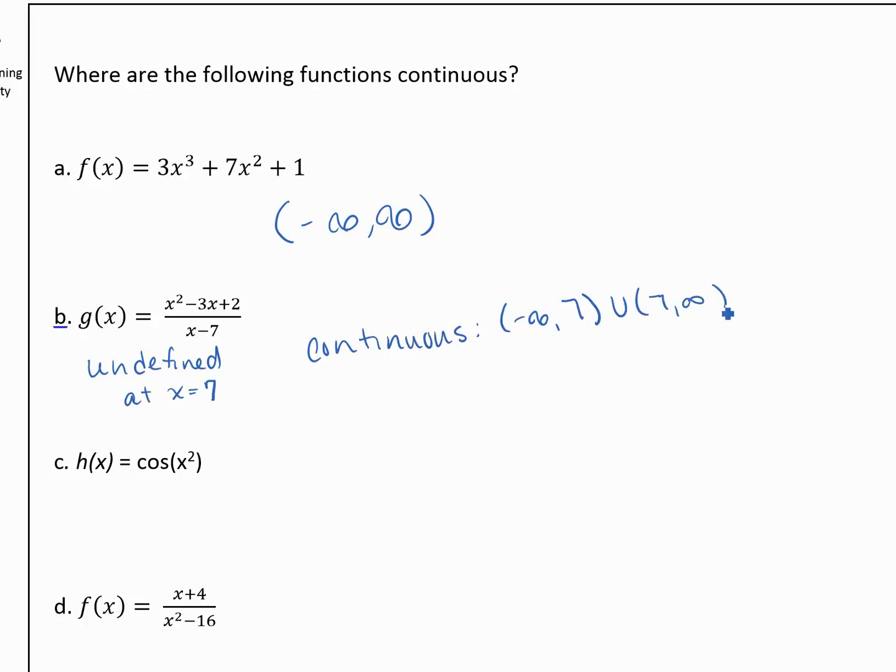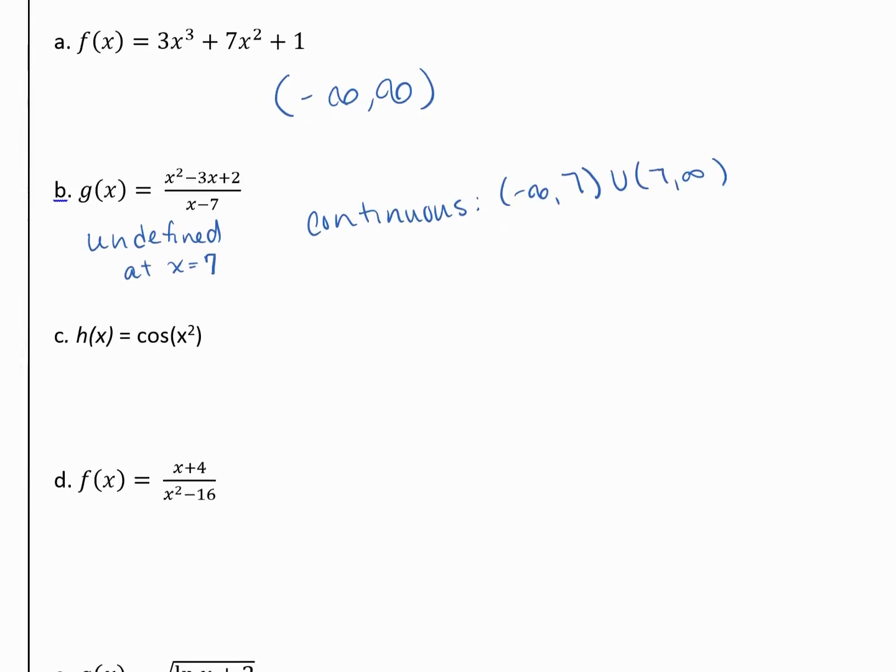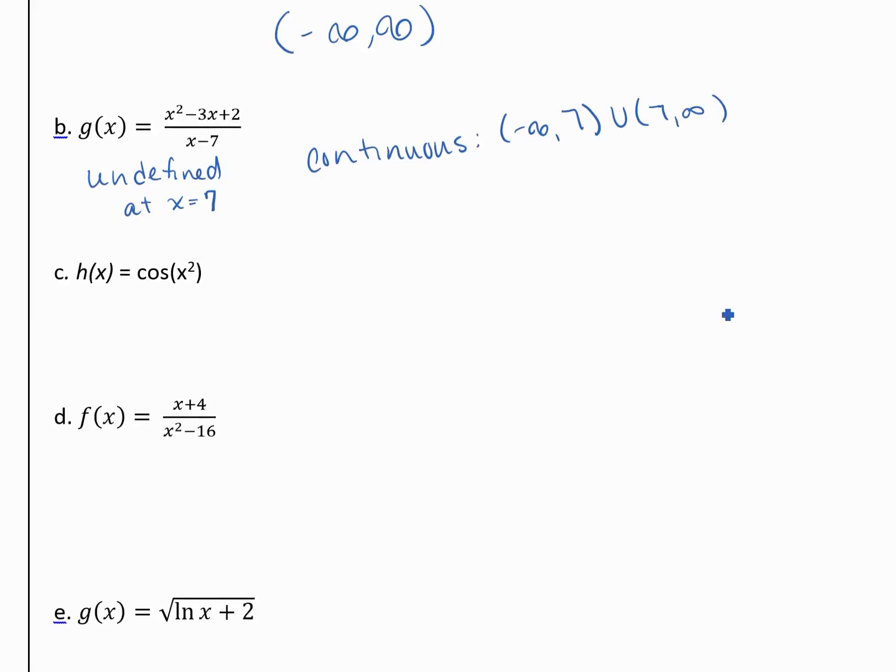Okay, let's look at h of x. So h of x is equal to cosine of x squared. So cosine composed with x squared. And here we can use our composition theorem. So cosine is a trig function. We know it's continuous on its domain, which is negative infinity to infinity. So cosine of x is continuous from negative infinity to infinity. And x squared is a polynomial, so it's continuous from negative infinity to infinity. So their composition must be continuous from negative infinity to infinity.